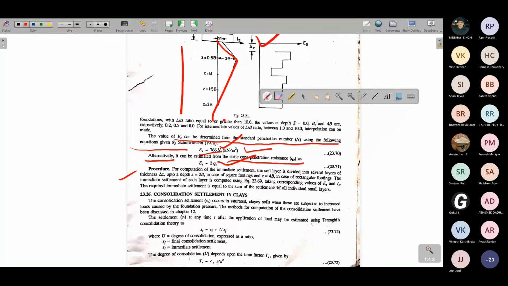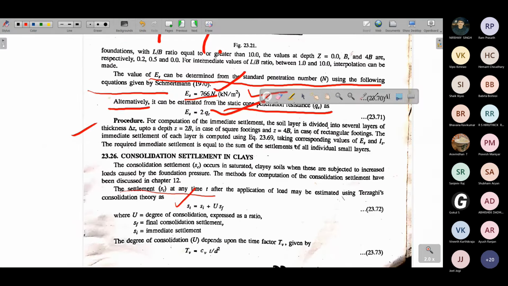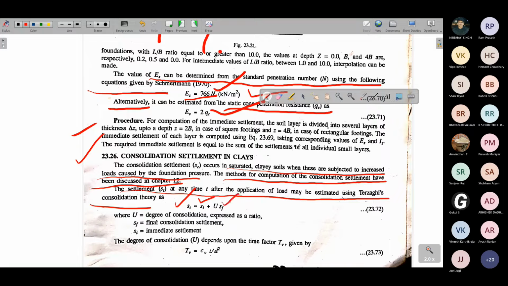Now here, consolidation settlement. If you recall, how did you find this consolidation settlement? First, the settlement at any time t we will measure. If you recall your consolidation chapter, the consolidation settlement occurs in a saturated clay when it is subjected to increased load caused by the foundation. The method for computation of the consolidation has been discussed in the previous chapter. And after time t, how much would be the consolidation settlement? First we add this initial plus final.